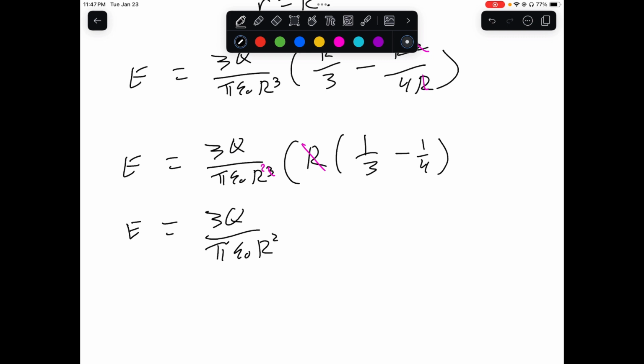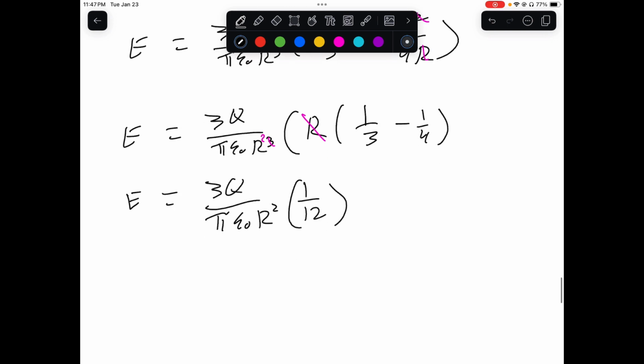Again, this is just a check. I've done this much math, so I might as well keep going. So I've got 1/3 minus 1/4, that's 4/12 minus 3/12, which is 1/12. That's what's inside the parentheses. And that means 3 over 12 is equal to 1 over 4, right? Reduced, yes. So I have Q over 4 pi epsilon naught R squared.